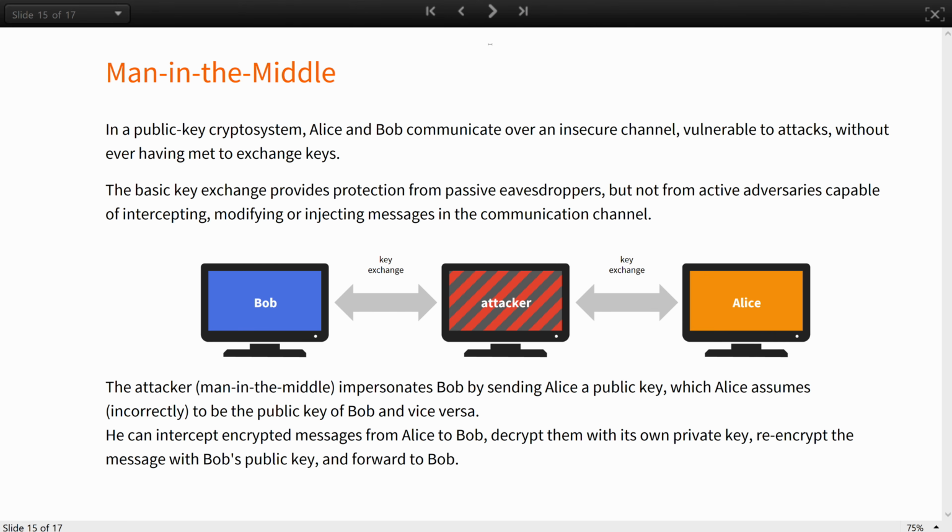In the following diagram, the attacker impersonates Bob by sending Alice a public key, which Alice incorrectly assumes to be the public key of Bob, and vice versa. The attacker, the man in the middle, can now intercept encrypted messages from Alice to Bob, decrypt them with its own private key, re-encrypt the message with Bob's public key, and forward it to Bob. Methods to authenticate parties and their respective private keys will be covered later in this course.